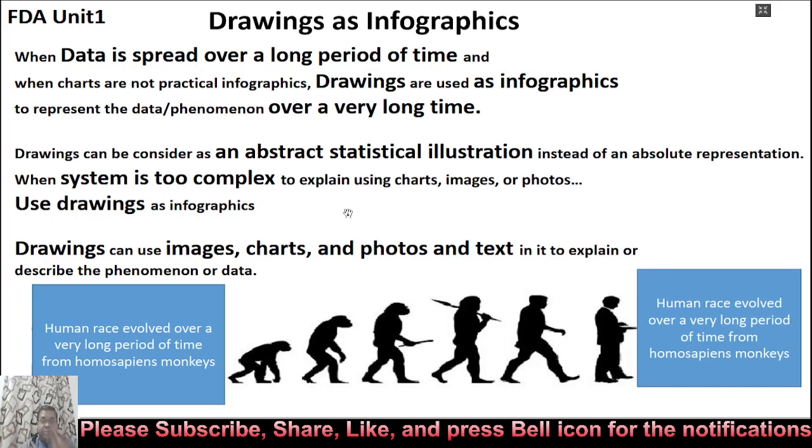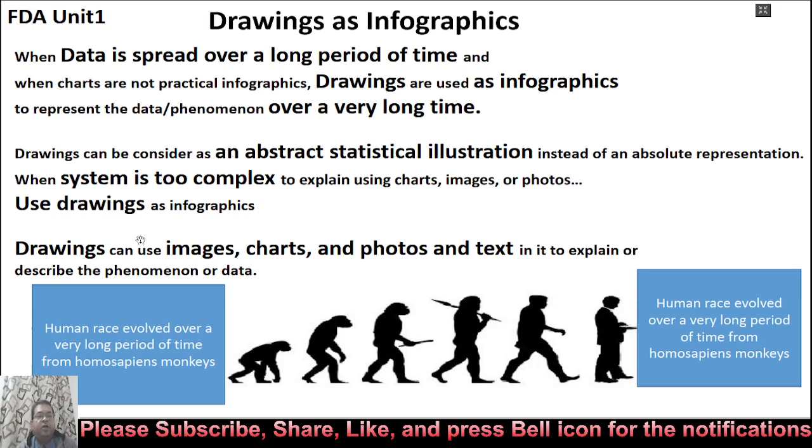So now what is a drawing? Drawing is different than photos, images and charts. Data is spread over a very long period of time, and it is necessary to represent something. The things are so complex that it is not possible to represent it in a simple way. So we use drawings in such things. Okay. So drawings can be considered as an abstract statistical illustration instead of an absolute representation of the system. So when the system is too complex to explain using charts, images or photos, we use drawings.